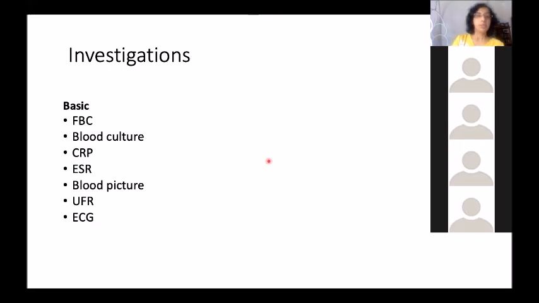Okay, right. So I will tell you about this child. She had a neutrophil leukocytosis. Her total white cell count was around 22,000 with 70% neutrophils. She had a CRP of somewhere around 90 to 100 and an ESR of 80, right? Her blood picture showed neutrophil leukocytosis, but nothing else. Her UFR was normal and her ECG was also normal, right?